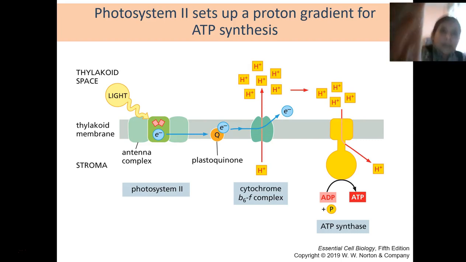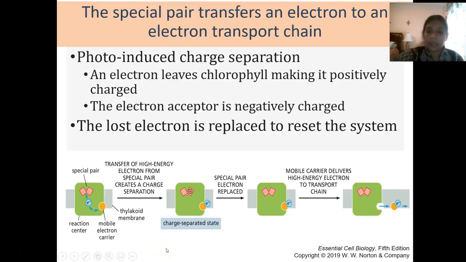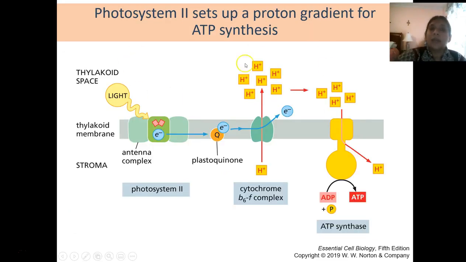So there are different photosystems within your thylakoid membranes, and this first system essentially provides these electrons into the electron transport chain. And then the second system, photosystem 2, is what is going to set up the proton gradient for ATP synthesis, just like we saw before.